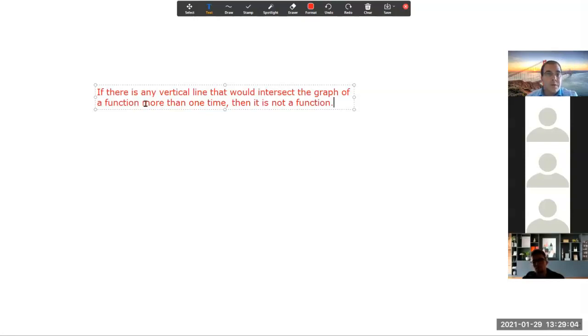Okay, so the big deal is if you draw any vertical line anywhere on the graph, if you can find just one place that it's going to hit the graph more than once, then that is how we know it's not a function. If every vertical line you draw, no matter where you draw it, hits the graph only one time, or if it hits it none, that's all right. That's when we know it's a function.